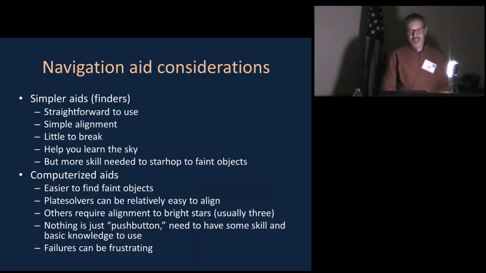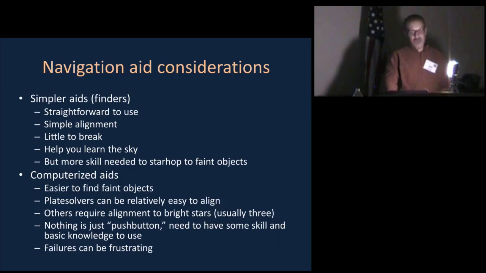So there are trade-offs here. The simpler aids, like I mentioned, are pretty straightforward. There isn't stuff to break. It's hard to break setting circles unless you physically peel them off your telescope. You can run the batteries out on your reflex finders, but it's pretty easy to carry a spare set and change those out when they get low. And as I mentioned before, when I was talking with Mark, it's a good way to learn the sky. You do need a little skill to star hop to faint objects, but it really helps you develop that skill. And there's a lot to be said for getting out and doing that.